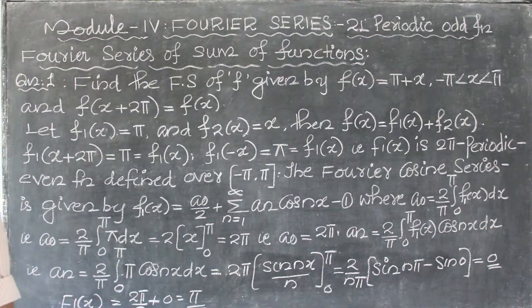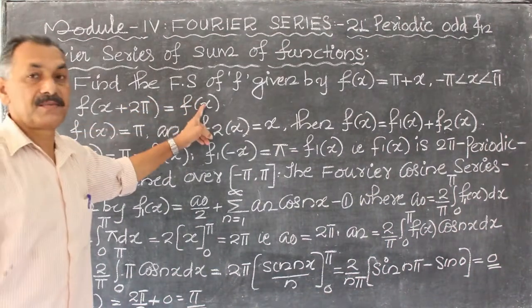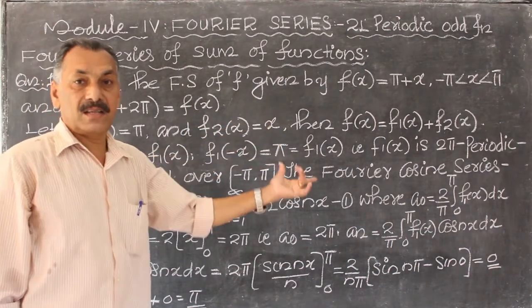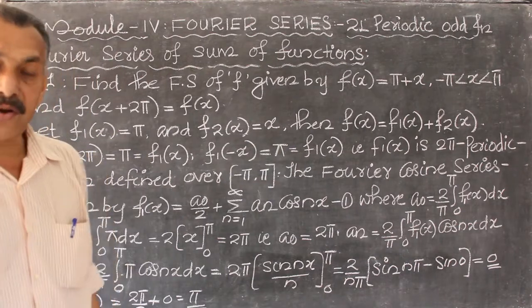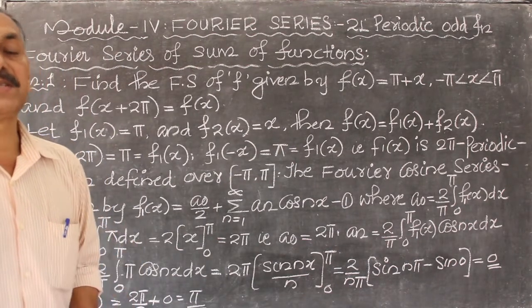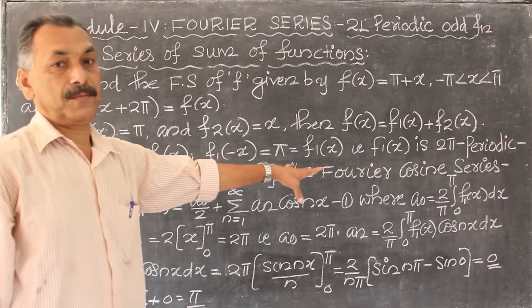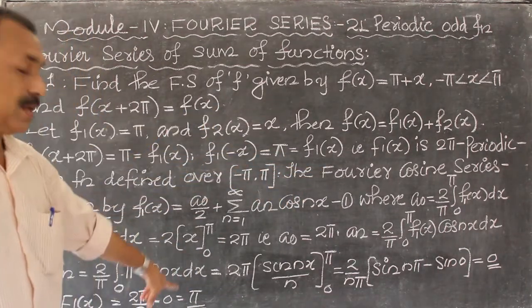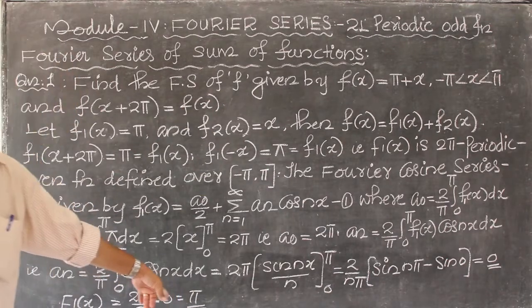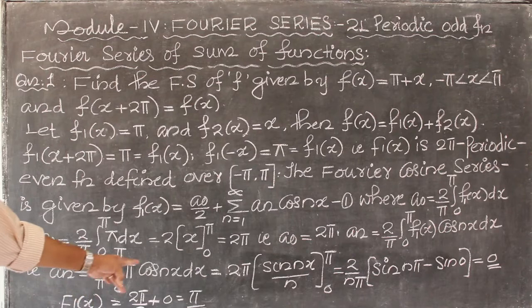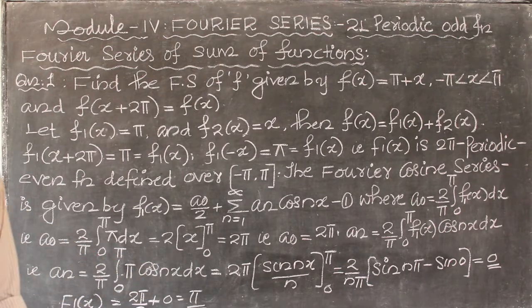Similarly, for f2(x), what is f2(x)? f2(x) is equal to x. Then check whether this function f2(x) is even or odd. Then find the Fourier series of f2. Then take the sum of f1 and f2. Okay. And the Fourier series of f1 is given by is equal to pi.